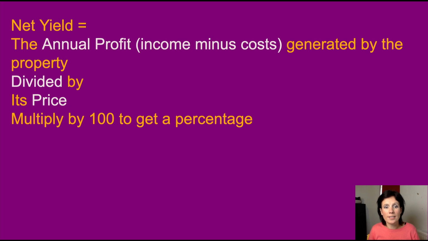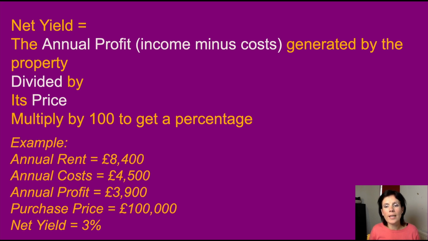The net yield takes your annual profit, so your rent minus any costs, and divides that number by the purchase price. Again, if we take the property from earlier that had a mortgage on it, it had a monthly mortgage of £375 a month. So even though the annual rent was £8,400, it had costs of £4,500, so its profit was a lot lower. And as you can see, the net yield is much lower at 3%.